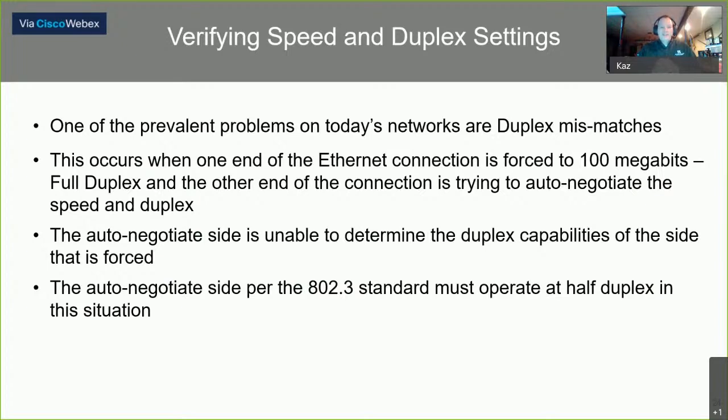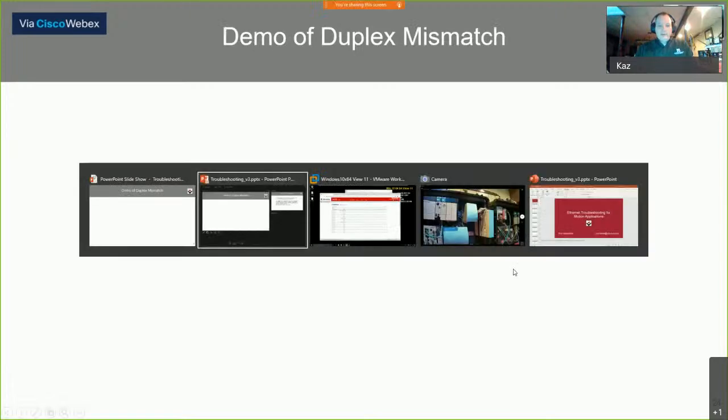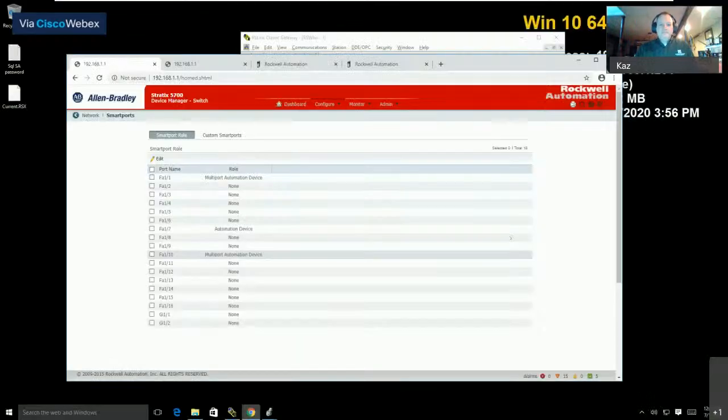If you have something set up as forced 100 meg full on your device talking to an unmanaged switch, that unmanaged switch is actually going to be at half duplex, and you're not going to see that anywhere because there's no diagnostics on an unmanaged switch. You're not going to see that half duplex setting anywhere. You're just going to get errors. All right, and if you don't believe me, we're going to go through and prove that.